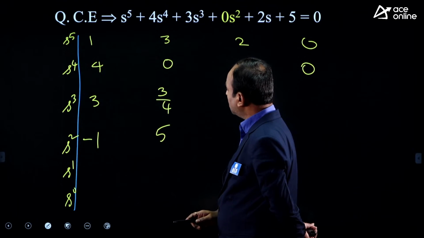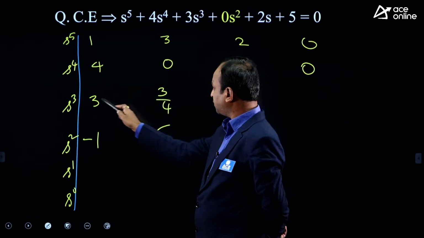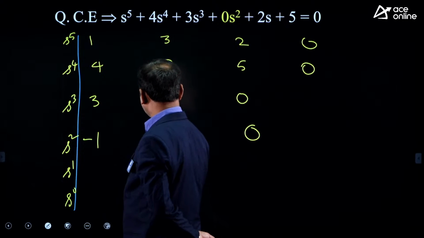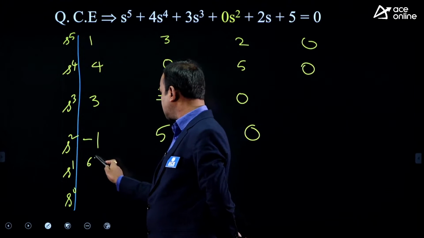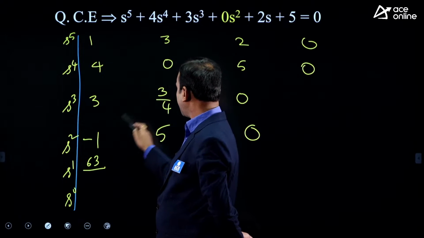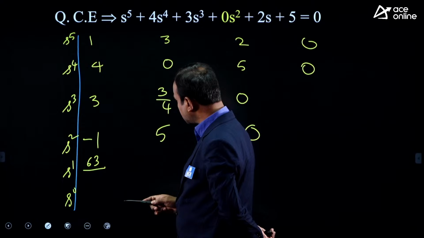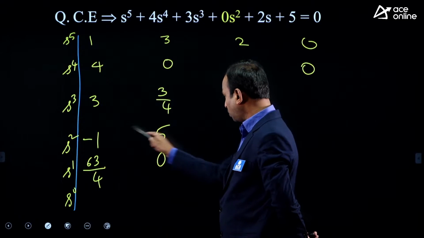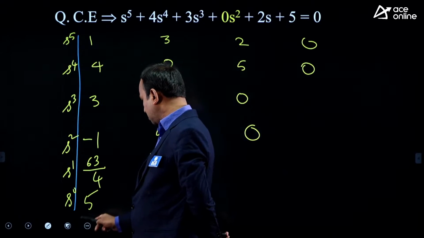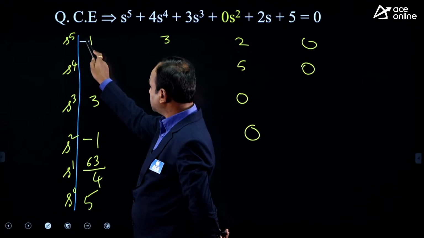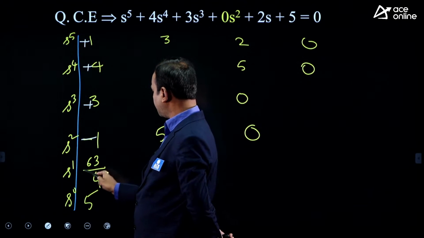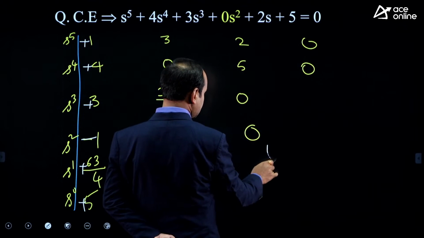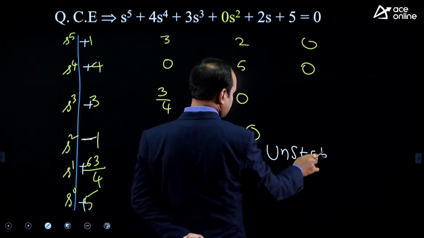Now out of these 4 elements, this element is 0, so the next element would be 5. Now next calculation: minus 3 by 4, minus 15, 60. After simplification you will get minus 3 by 4, 60 plus 63 by 4, approximately. Then this is 0, so the last one is 5 only. Now compare: positive, positive, positive, negative sign, positive, positive. So the sign has been changed, so the system is unstable here, no doubt.